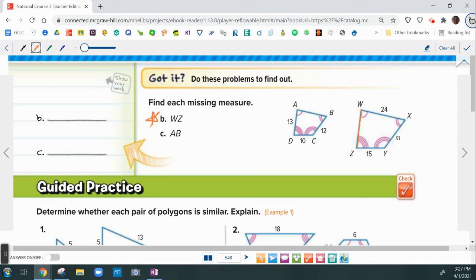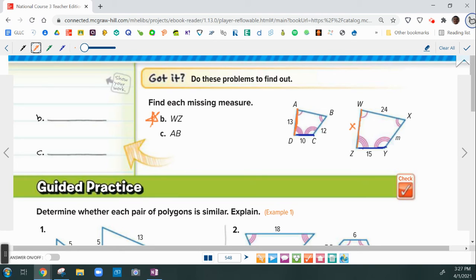All right, we're back. Now I am going to find which number WZ corresponds with, and I think it corresponds with AD here, which is 13. Now, all I need is another pair of corresponding sides, and I see right here this corresponds with that. So I'm going to use that as my base here, and I'm going to put a variable here for WZ. Let's put an X there.